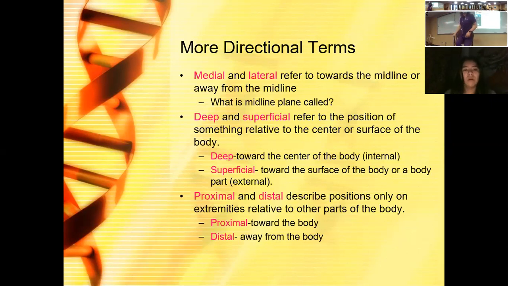Deep, we talked about this. This is going to be through the epidermis, dermis, into the muscular layer. Superficial would just be on the dermis, epidermis. Proximal towards my trunk. Distal, putting distance away from my trunk. My wrist is distal to my elbow, but my elbow is proximal to my wrist. That makes sense to everybody? Good.